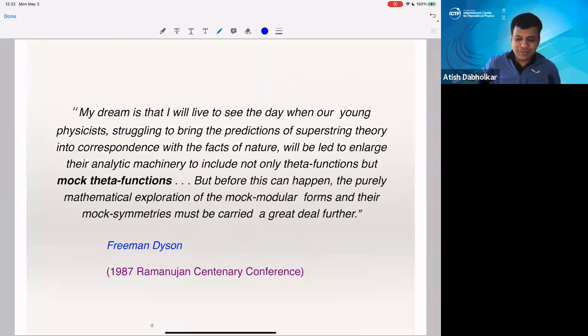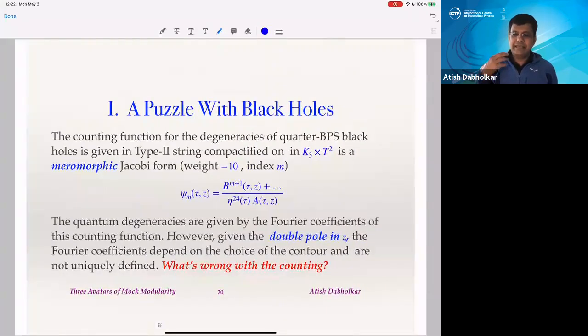Okay, we are not yet making contact with the facts of nature, but they come in two very important contexts which we have understood as some very fundamental properties of string theory and also quantum field theories, namely holography and duality. So somehow in dealing with holography and duality, we were naturally led into the world of mock modular forms 10 years ago. So you never know what mathematics is going to become important.